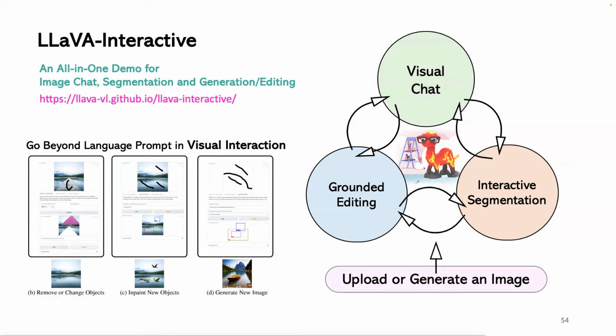More specifically, we use three models. The first one is LLaVA for visual chat, and also GLIGEN for grounded generation and editing, and also SEEM, the same model for interactive segmentation.